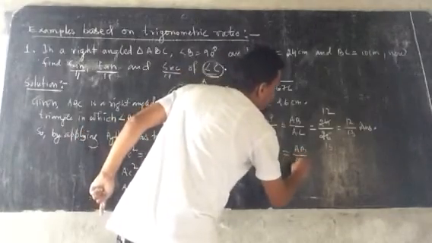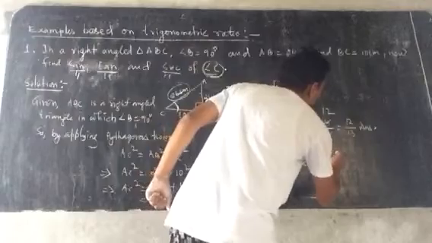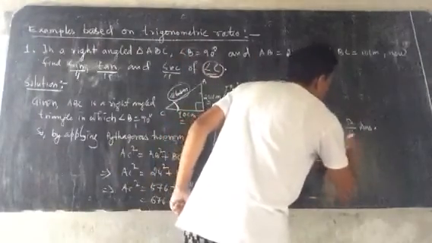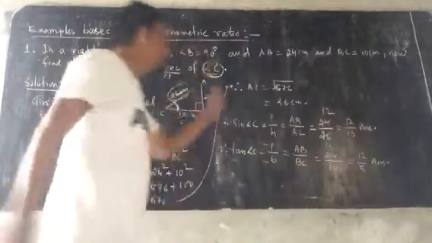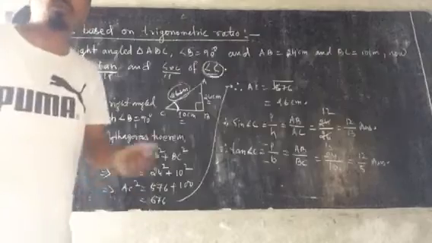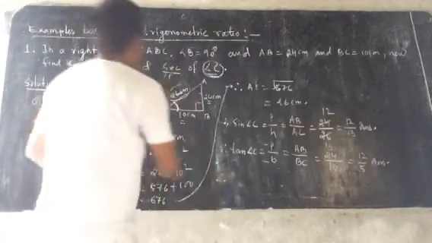AB by BC. So AB is now 24. BC is how much? 10. If you cancel it, it will be 12 by 5. And for the answer, there is no need to convert into a mixed fraction, because you are converting into a ratio, not a fraction.